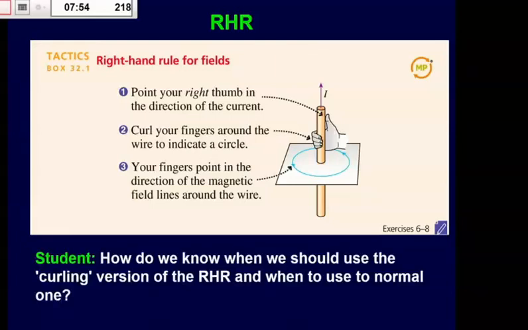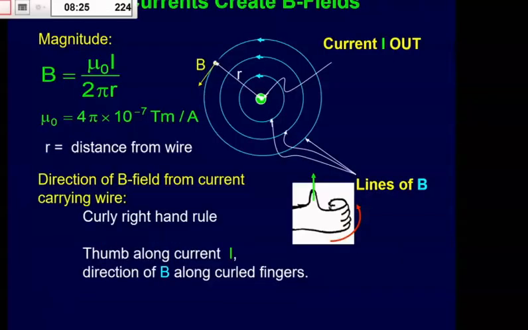And so how do we know when we should use the curling version of the right-hand rule versus the normal one? We're going to talk a lot about this, and you're just being introduced to this. But basically, this curly one is one that helps us find the direction of a magnetic field from a wire. So it's a very particular one. If you're making your cheat sheet, I would put a little note for right-hand rules, saying this one's basically just for when trying to find the magnetic field from a current carrying wire. So it's very specific. But we'll talk more about that.